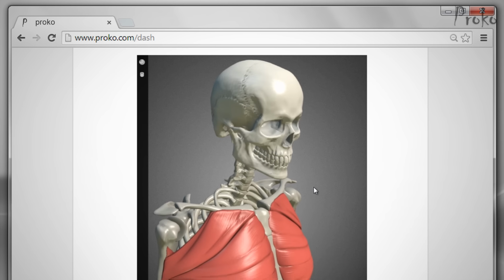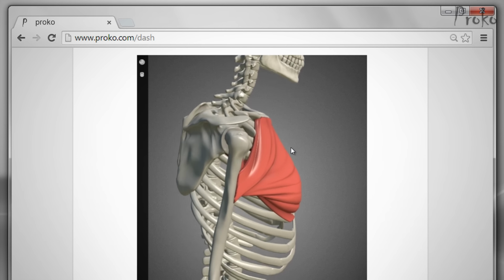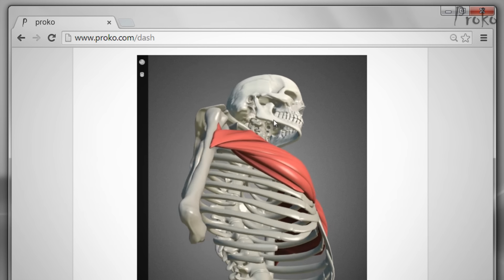Being able to spin it around and look at the muscles from any angle is helpful in truly understanding the 3D forms.